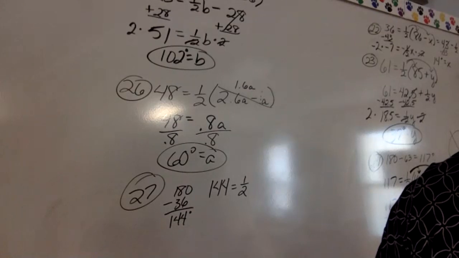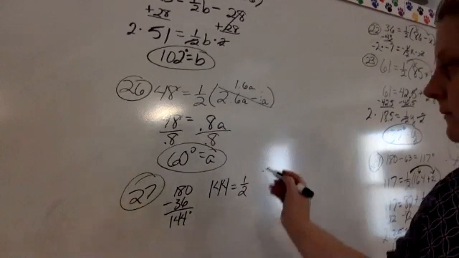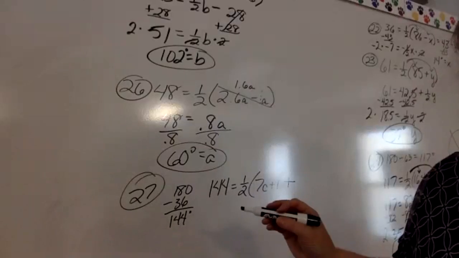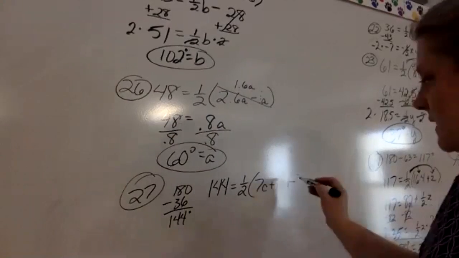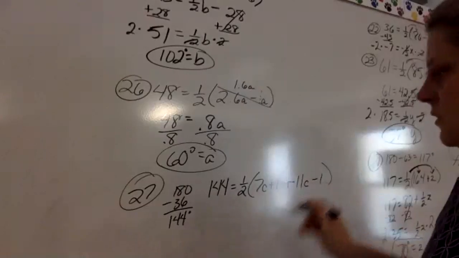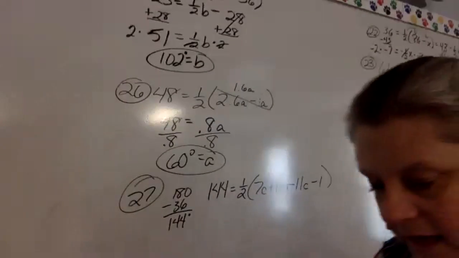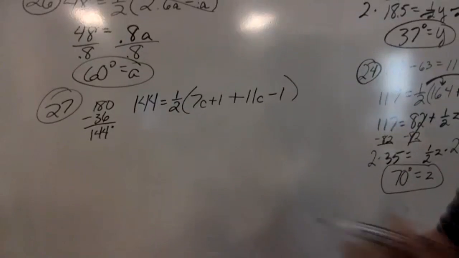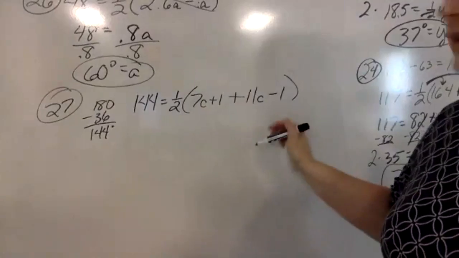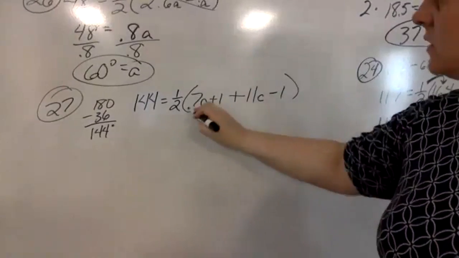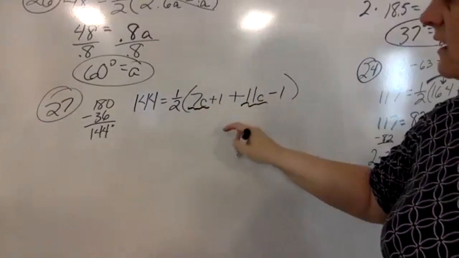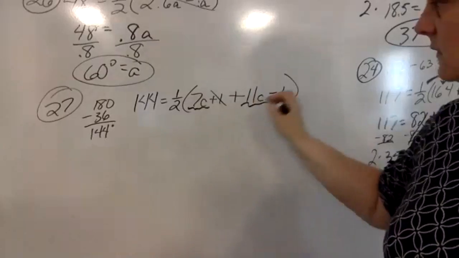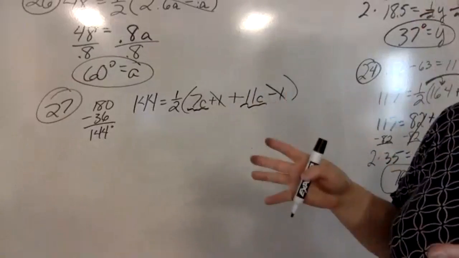So you have, what is that at the top? 7C plus 1, plus the arc at the bottom, 11C minus 1. When we go to add this together, you got to combine like terms. You got to combine your C's together. And then what happens with plus 1 and minus 1? They go away because they cancel each other out.